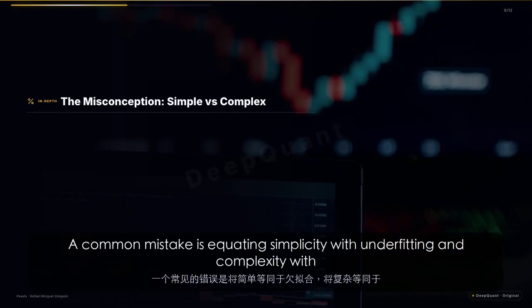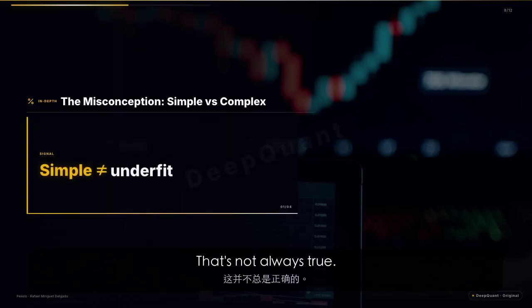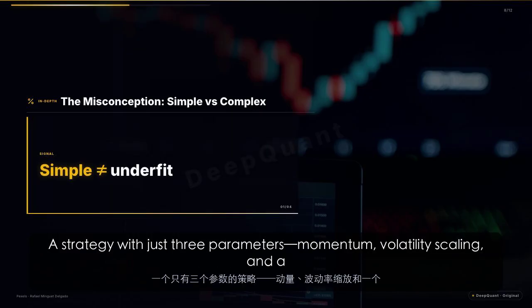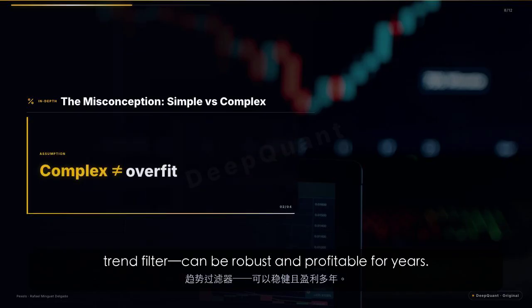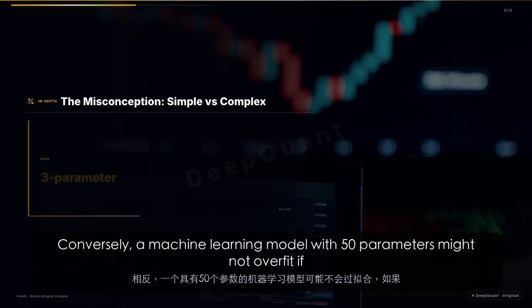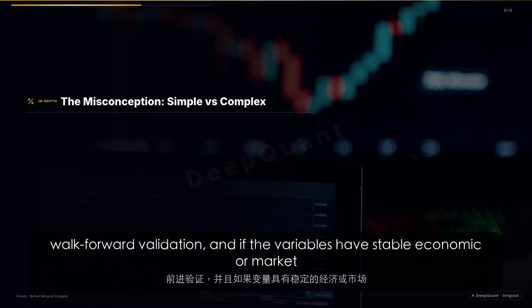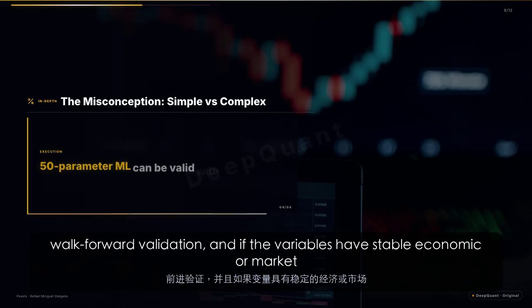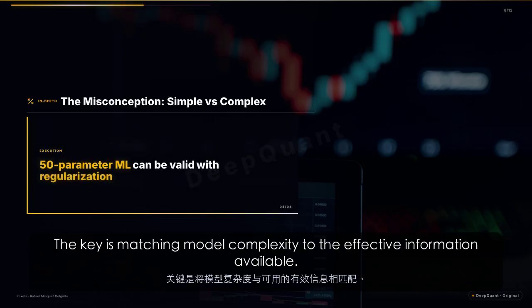A common mistake is equating simplicity with underfitting and complexity with overfitting. That's not always true. A strategy with just 3 parameters, momentum, volatility scaling, and a trend filter, can be robust and profitable for years. Conversely, a machine learning model with 50 parameters might not overfit if it has enough data, proper regularization, and rigorous out-of-sample or walk-forward validation, and if the variables have stable economic or market mechanisms. The key is matching model complexity to the effective information available.